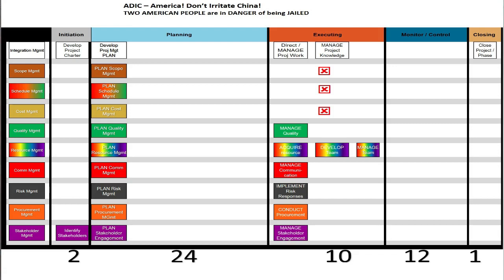Let's go through this. 2 Americans. Alright, so that's human beings. So 2 American talks about acquire resources. It talks about develop team. And then it talks about danger. So that's implement risk response. And being jailed, it talks about procurement. Right, conduct procurement. That's why I use the word ADIC. ADIC. A stands for acquire. D stands for develop. I stands for implement, C stands for conduct procurement. Right? So try to recall and remember these practices and fill up those boxes in those areas as well.